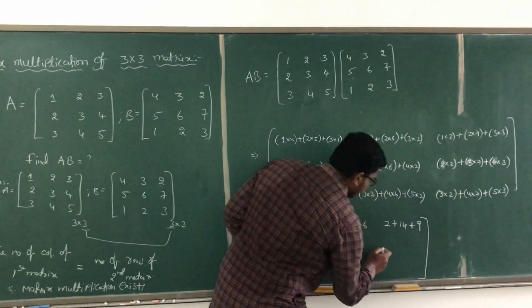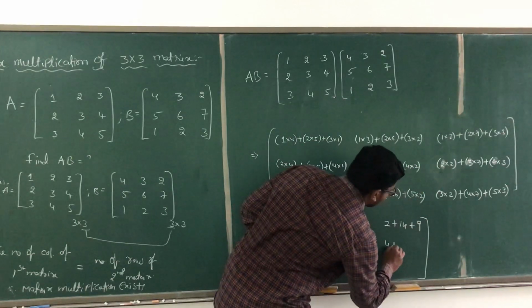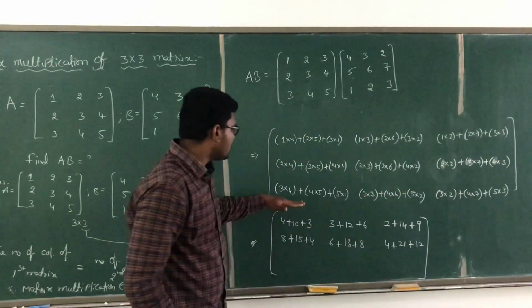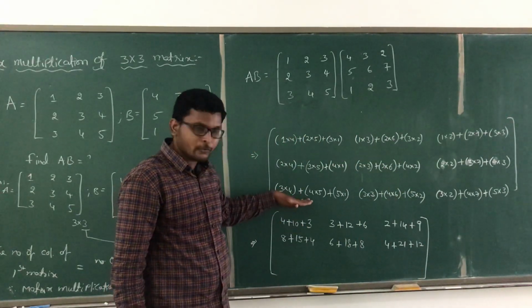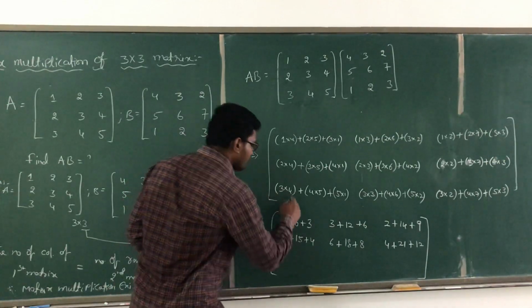Similarly here, moving to the third column. Move here to the third. 2 2s are 4 plus 3 7s are 21 plus 4 3s are 12. Similarly here, come to the third column. Now we are moving to the third row. See here also move to the third row. What are you going to get?